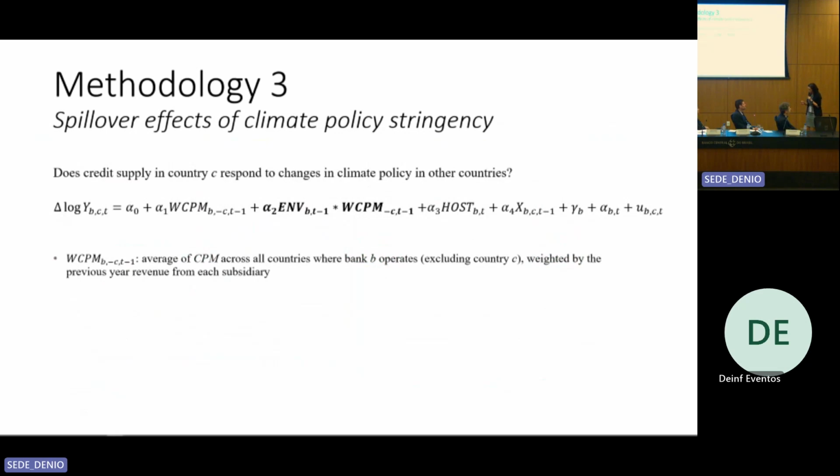So what we're going to do is introduce this WCPM. So this is the weighted average of the climate policy measures of other subsidiaries. So what is happening if my other subsidiaries improve? How is my lending in the country that is not in these other subsidiaries being affected?